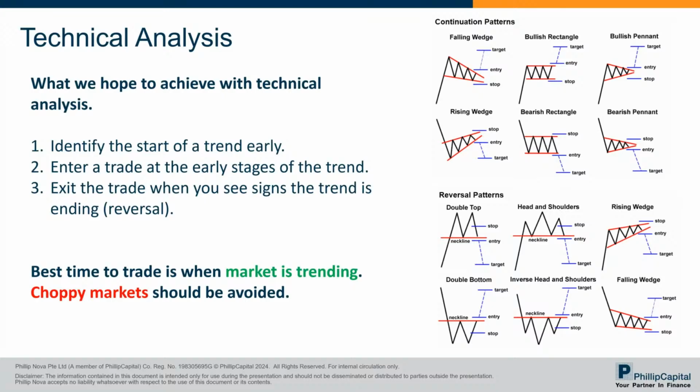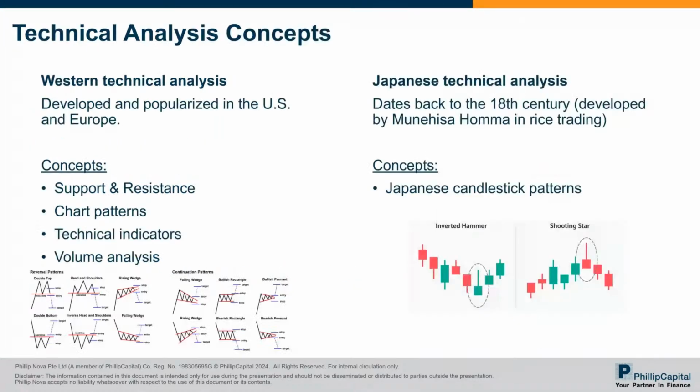In this session, I'm going to share with you the basic methods to gauge the trend, followed by some of the confirmation or entry and exit signals that you could incorporate into your trading strategy. So speaking of TA concepts, there are a lot out there, but they are mainly categorized under two broad studies. First is what we call Western technical analysis, and the second is Japanese technical analysis. So two different kinds of concepts.